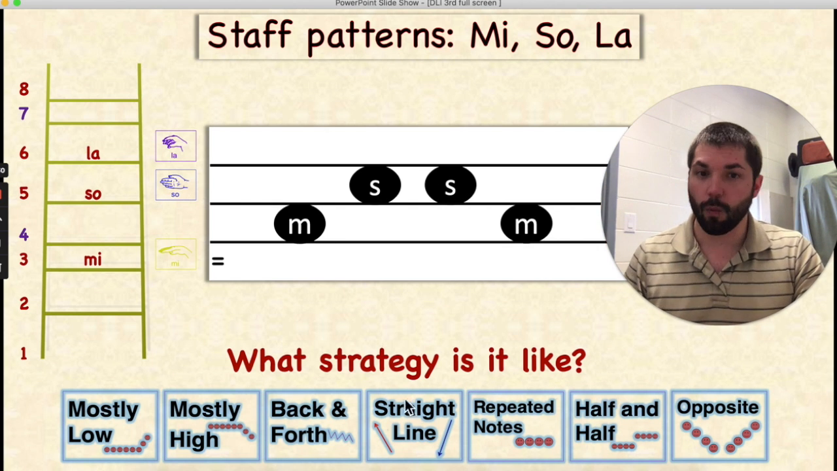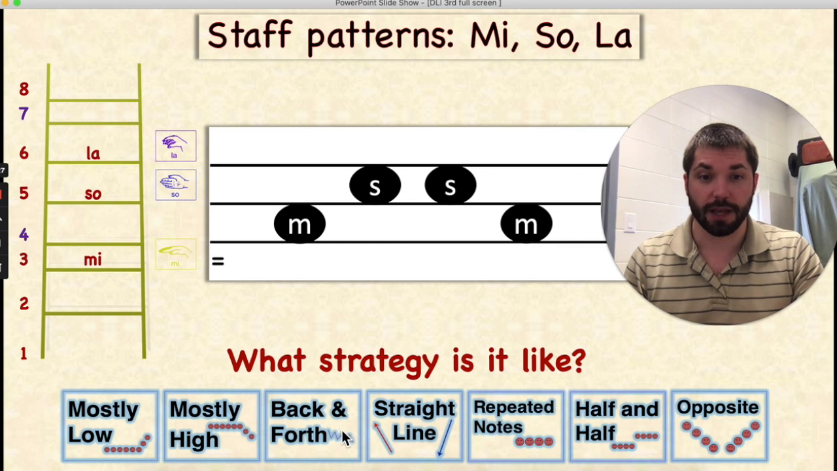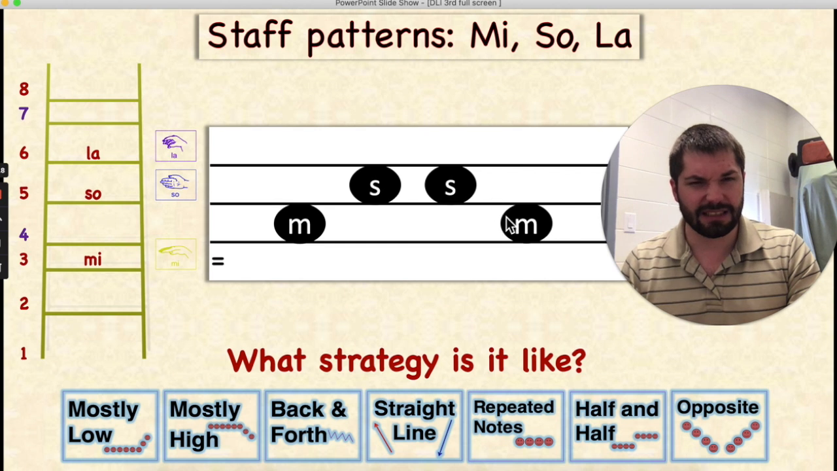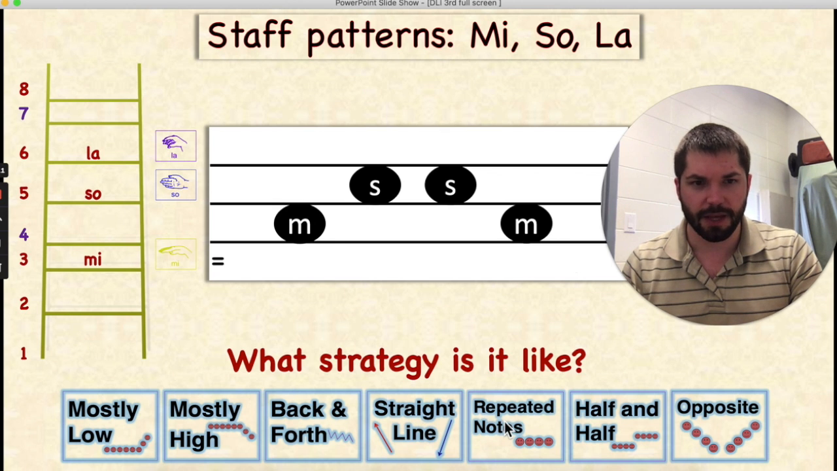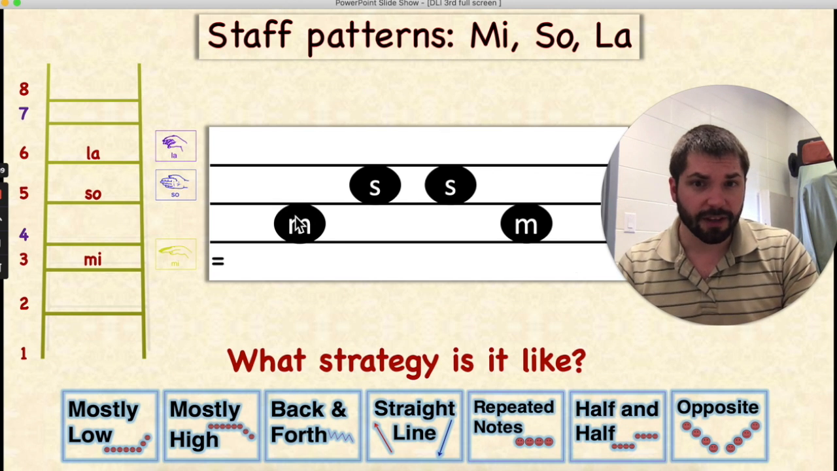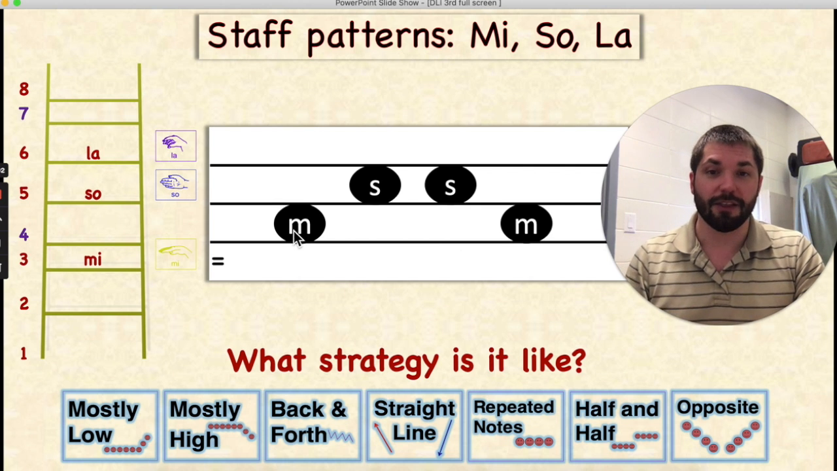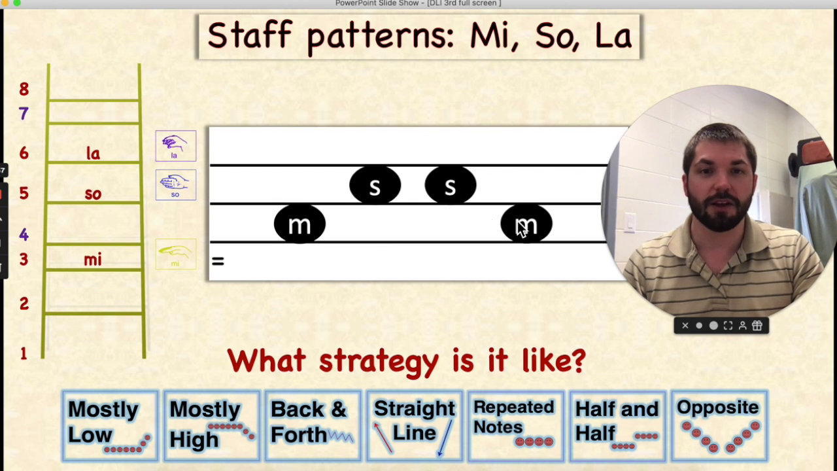Okay, what strategy is this one most like? Well, I see too high and too low, so it's not mostly low or mostly high. Is it back and forth? Kind of, but it doesn't really make a zigzag. It goes up and then down, so it's not a straight line either. It's not repeated notes. It's half and half? Well, the first half is not both the same, so I don't think so. That only leaves opposite. The first half goes up. The second half is opposite. It goes down. So this would be an opposite pattern.